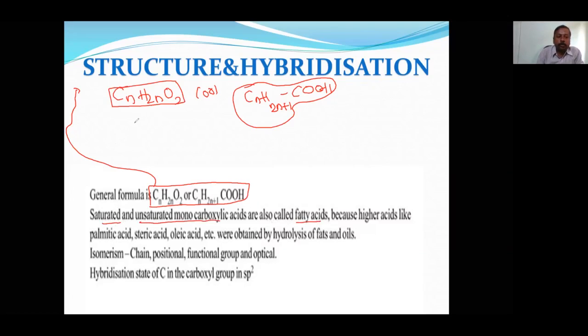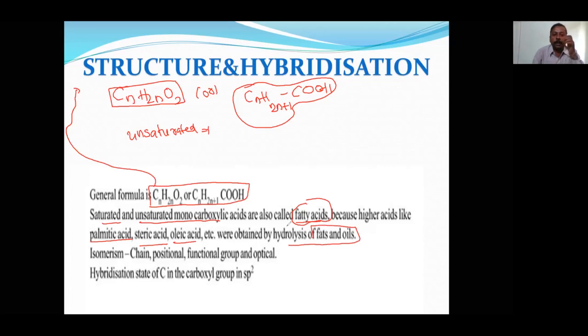Okay. So, unsaturated means there must be a double bond. Unsaturated means there should be a double bond or triple bond. Now, they are called fatty acids. Why? Because palmitic acid, stearic acid, and oleic acid are obtained by the hydrolysis of fats and oils.